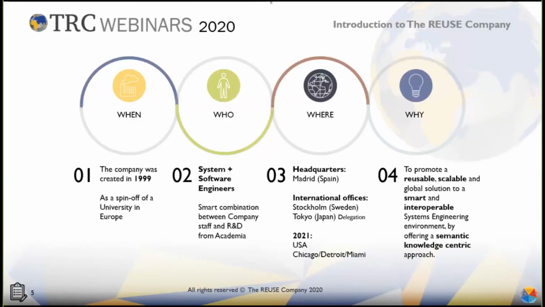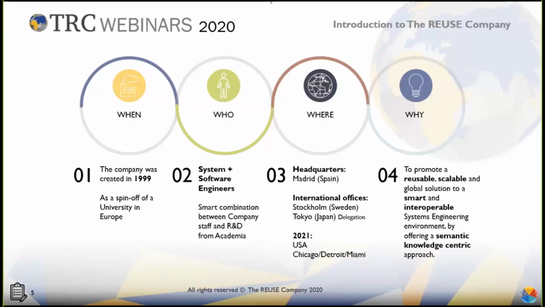Okay, first a few words about the Reuse Company. The Reuse Company was created in 1999 as a spin-off from a university in Madrid, Spain, by system and software engineers. Our headquarters is in Madrid, but we also have an office in Stockholm, Sweden, and a delegation in Japan, in Tokyo. In 2021, we are planning to open an office in the United States.